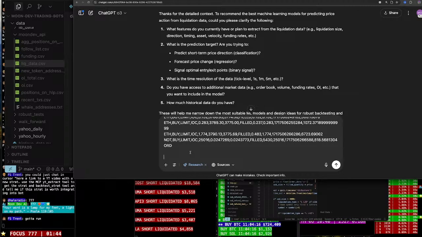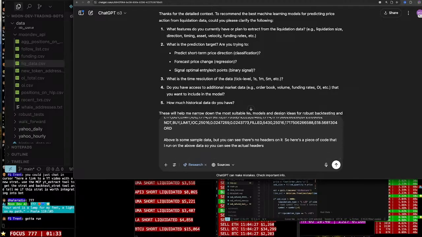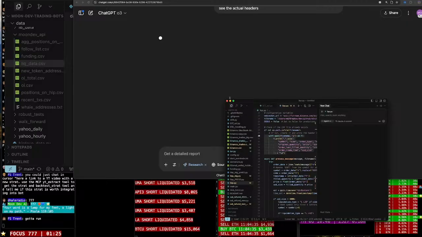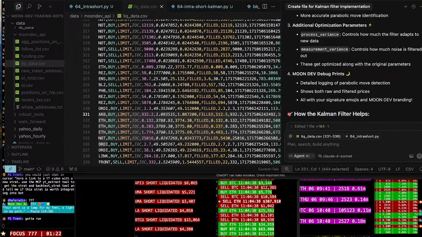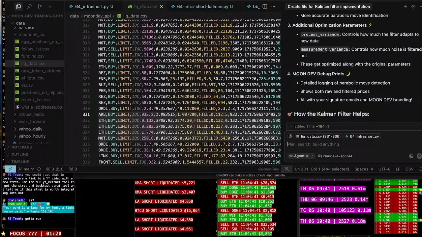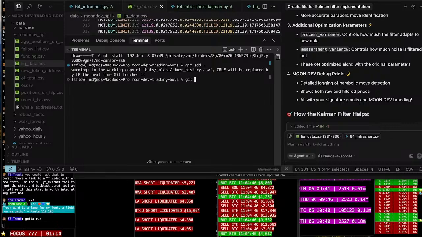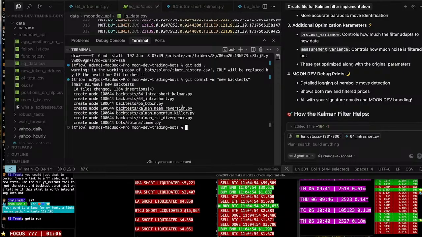Above is some sample data, but you can see there's no headers on it. So here's a piece of code that I run on the above data so you can see the actual headers. Okay, there we go. Let's see what she's got. Let's go ahead and add this to GitHub. Intraday, okay. New terminal. Git add dot, git commit new backtest. So intraday BB, okay.